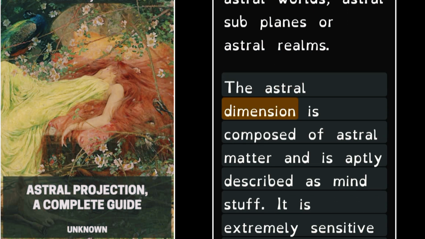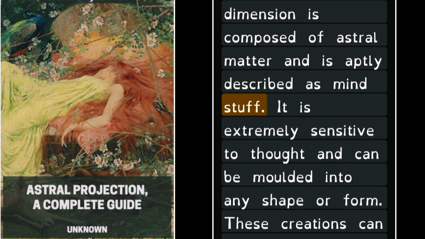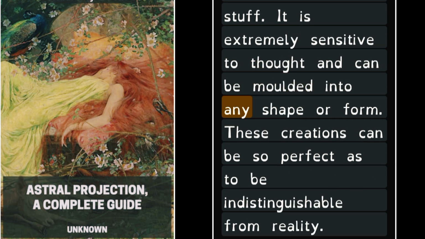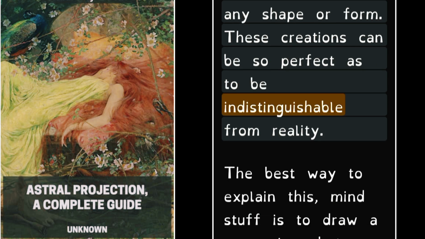The astral dimension is composed of astral matter and is aptly described as mind stuff. It is extremely sensitive to thought and can be molded into any shape or form. These creations can be so perfect as to be indistinguishable from reality.